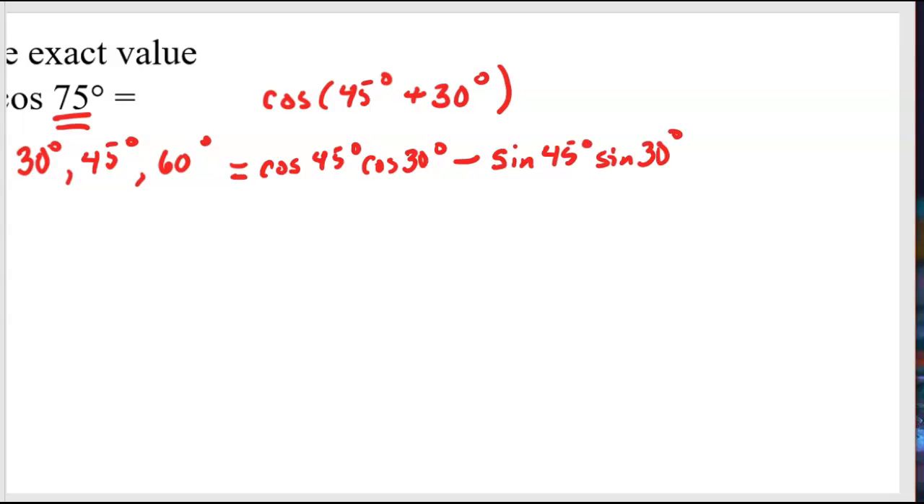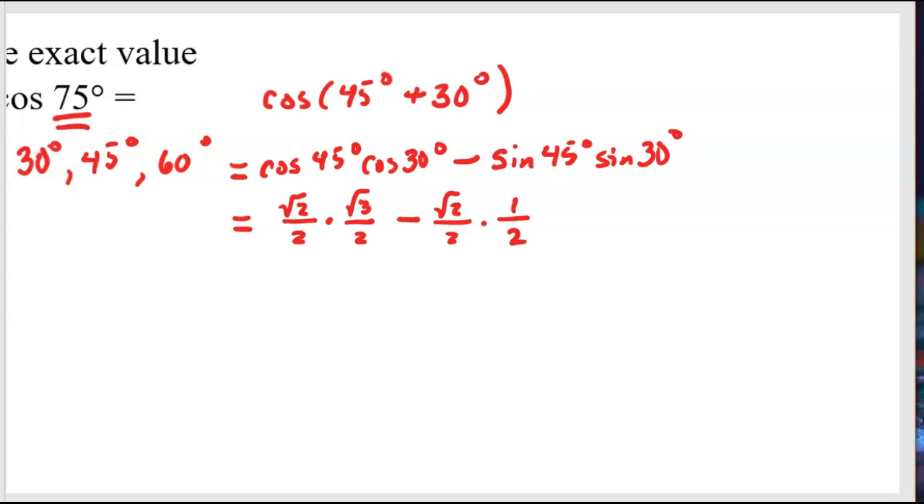And now I can actually evaluate this. I know what cosine of 45 degrees on the unit circle is. That is root 2 over 2. I know what cosine of 30 degrees is. Cosine of 30 degrees is root 3 over 2. Sine of 45 degrees is also root 2 over 2. And then sine of 30 degrees is 1/2.